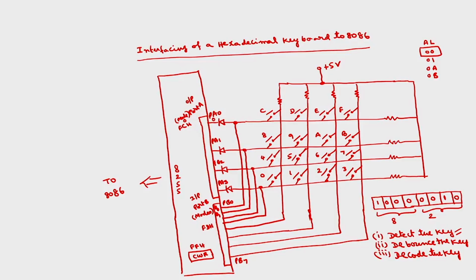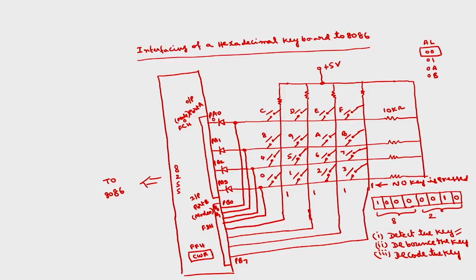Because this 5 volts is there, this 5 volts through this resistor, normally 10 kilo ohms, will be connected here. So, here you will get 1 1 1 1. Whenever you have 1 1 1 1 here, it means no key is pressed, because these are directly connected.